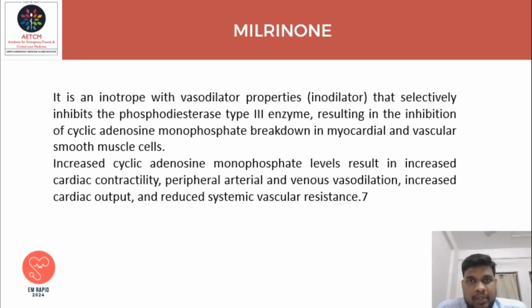Coming to the next drug, milrinone. It is an inotrope with vasodilator properties that selectively inhibits the phosphodiesterase type 3 enzyme, resulting in the inhibition of cyclic adenosine monophosphate breakdown in myocardial and vascular smooth muscle cells. Increased cyclic adenosine monophosphate levels result in increased cardiac contractility, peripheral arterial and venous vasodilatation, and increased cardiac output, and reduce the systemic vascular resistance.